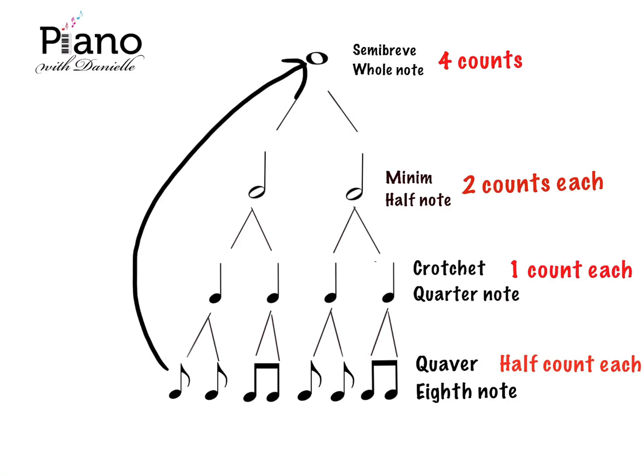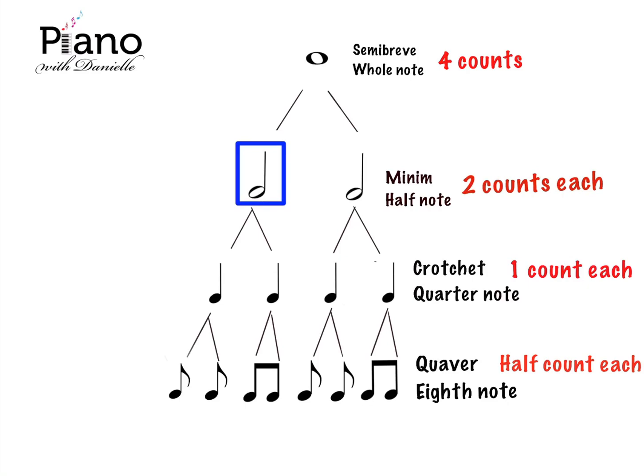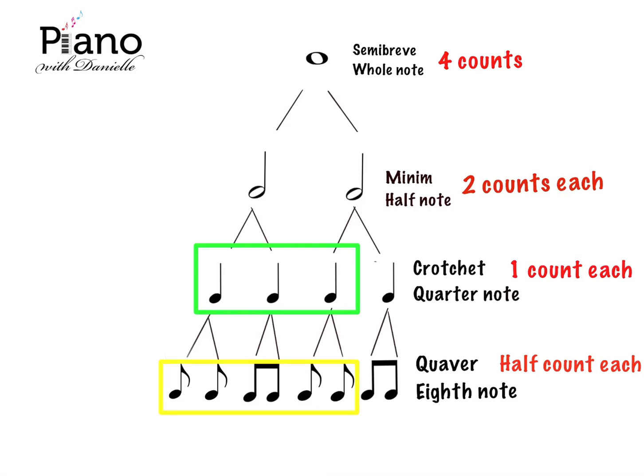8 quavers, 4 crotchets, 2 minims, and then our 1 semibreve. I can use this chart to see that 1 minim is worth 4 quavers. I can also see from here that 3 crotchets is equal to 6 quavers, and so on.